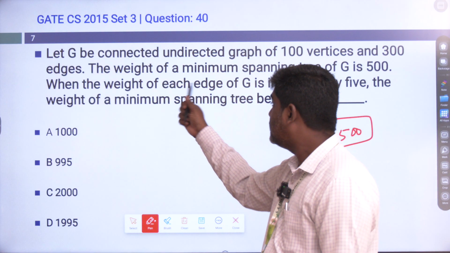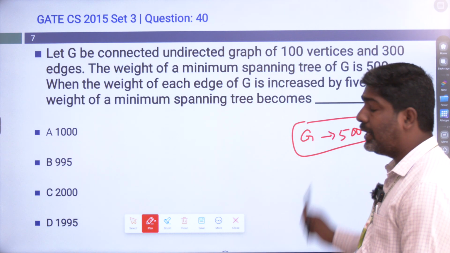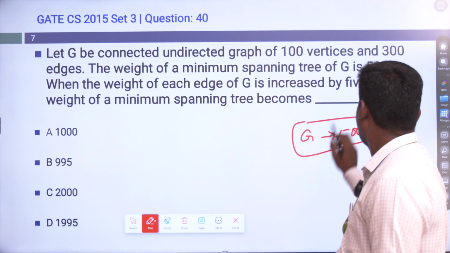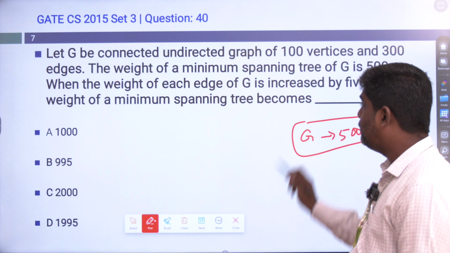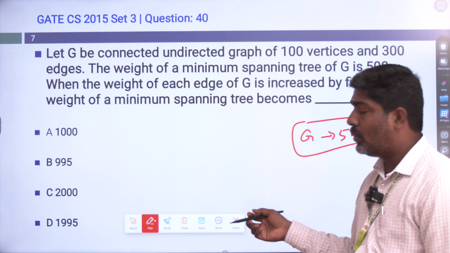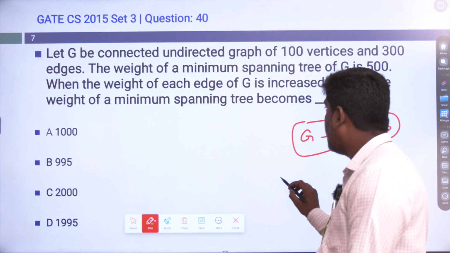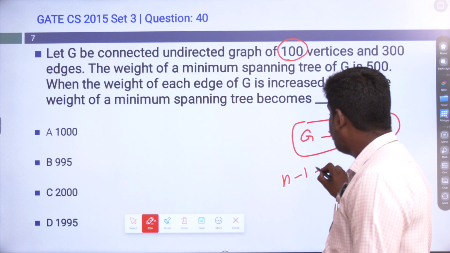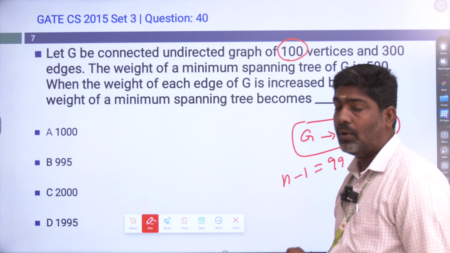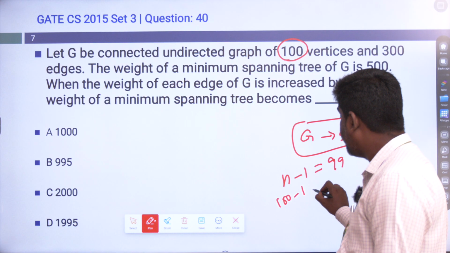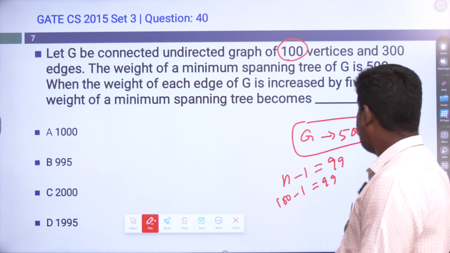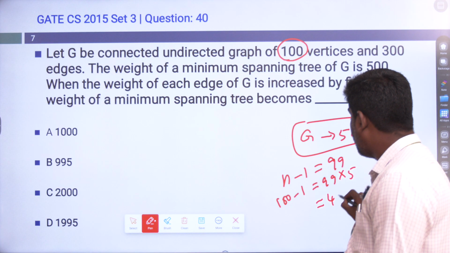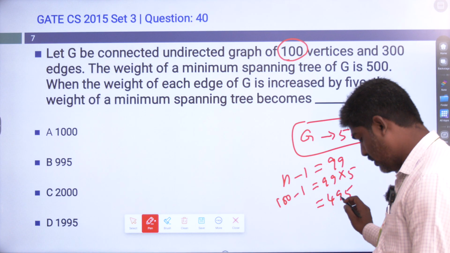And when the weight of each edge of G is increased by 5, the weight of the minimum spanning tree becomes, so we need to calculate. Already we know that they have given n as 100, and n minus 1 equal to 99. Here n is 100, minus 1 equal to 99. So each edge increased by 5 means 99 into 5 equal to 495.